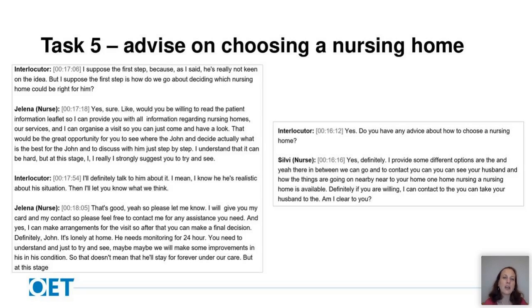So have a look at these different options. Again, do you think one is better at answering this task, which is to advise choosing a nursing home? Which one do you think, left or right, is better in your opinion?